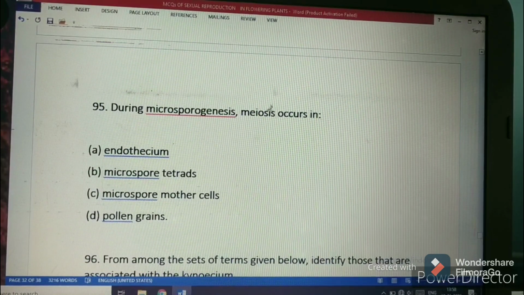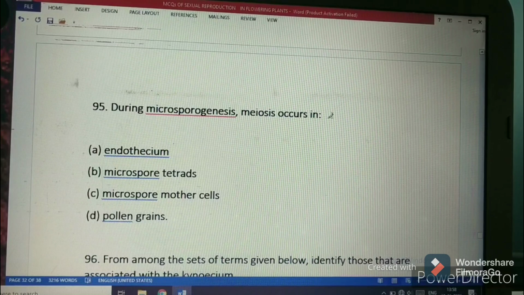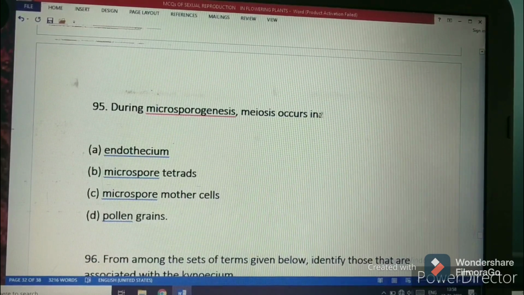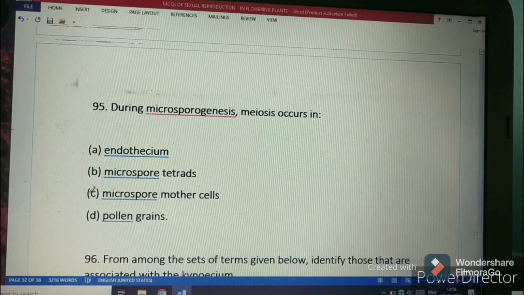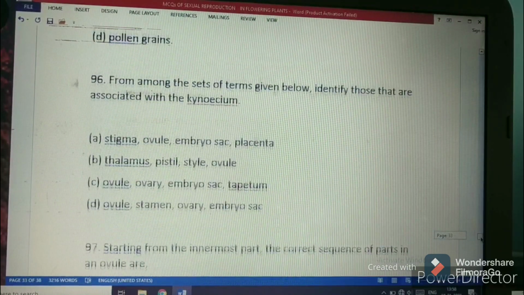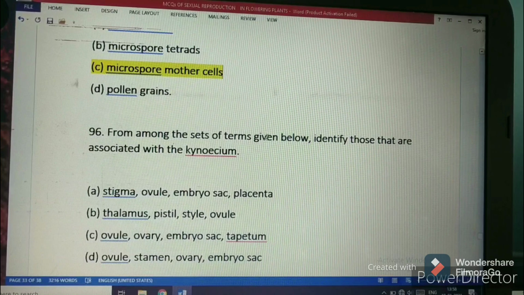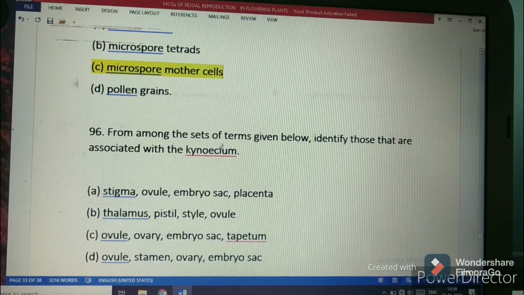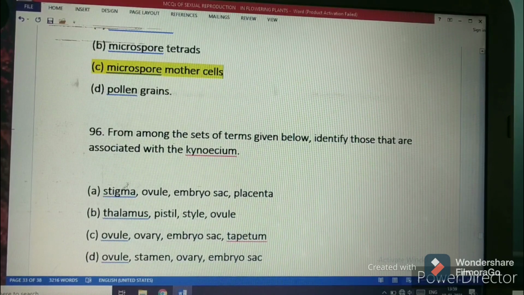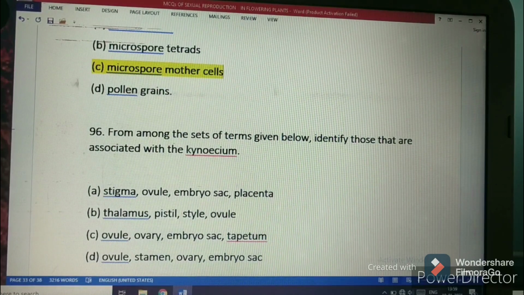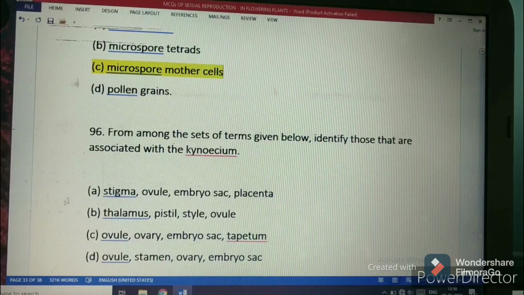During microsporogenesis, meiosis occurs in the microspore mother cell. From among the sets of terms given below, identify those that are associated with the gynoecium. Answer is stigma, ovule, embryo sac and placenta.